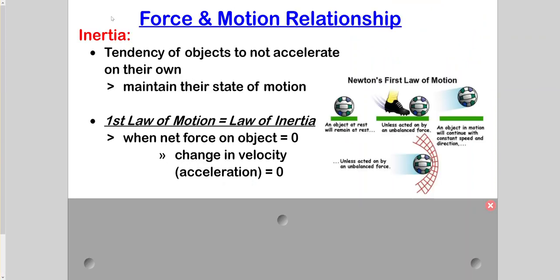We commonly call that inertia. Inertia is described as the tendency of objects to not accelerate on their own, or in other words, to maintain their state of motion. So when net force on an object is zero, the acceleration is going to be zero. Inertia is really just a property of an object that represents Newton's first law. Objects in motion stay in motion, don't accelerate. Objects at rest stay at rest, don't accelerate, unless some outside force acts on them.